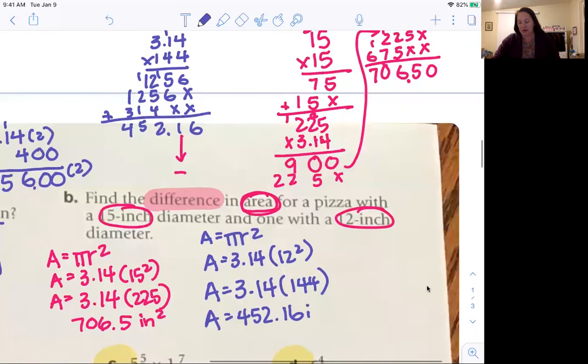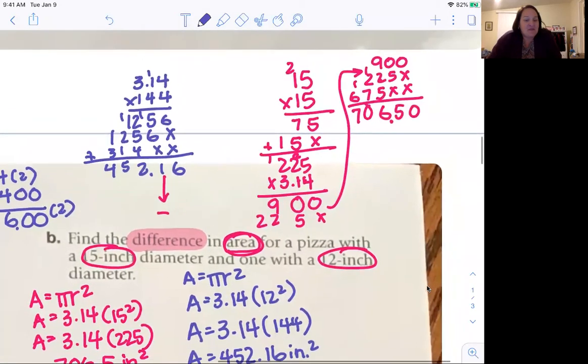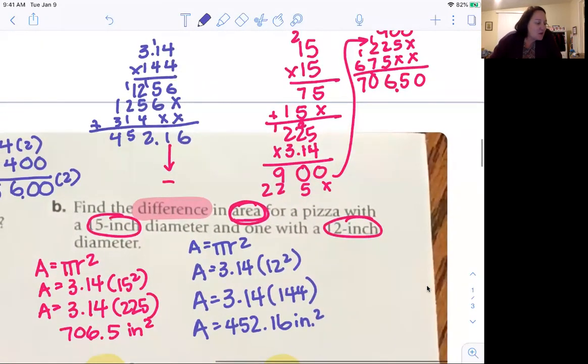This is square inches. We have to find the difference. Let's go ahead and find the difference. I think I made a mistake. Let's see. That's okay. Let's find the difference. Hold on one moment. Check yours. I'm going to check mine, and I will come right back.